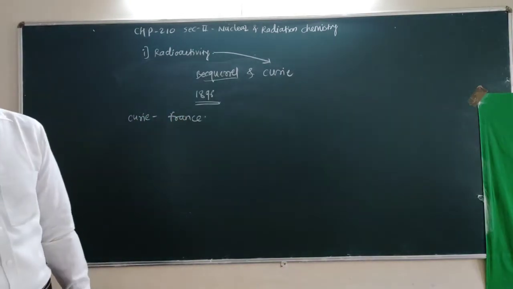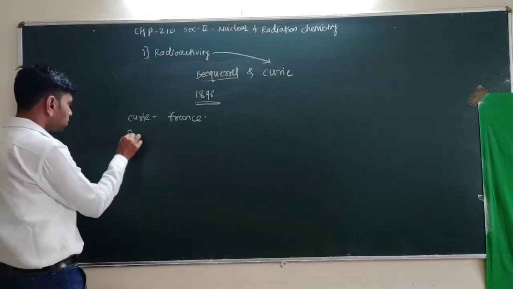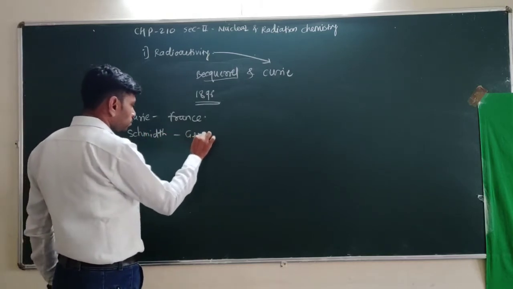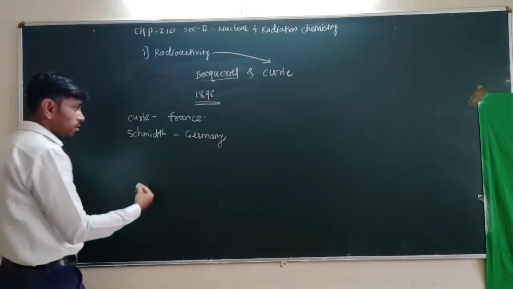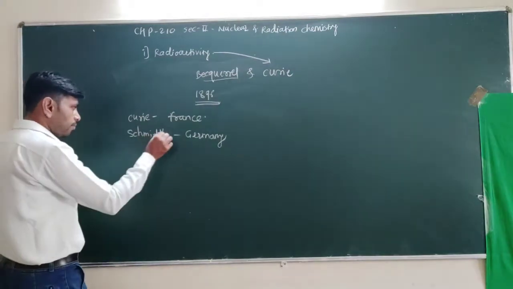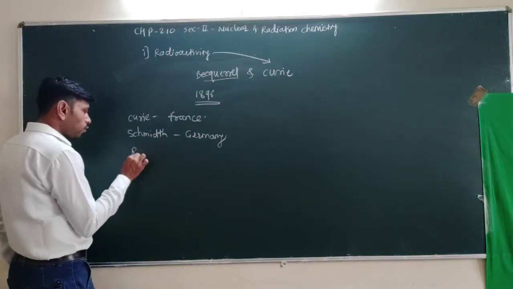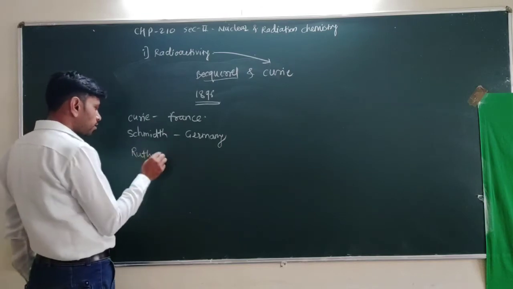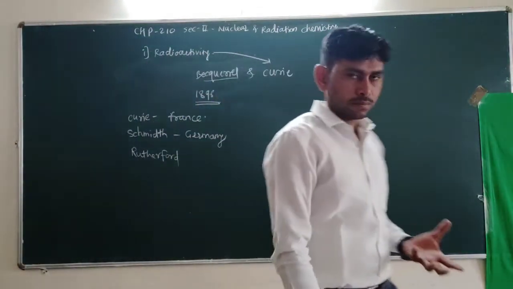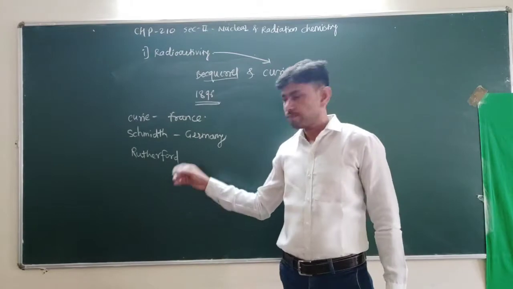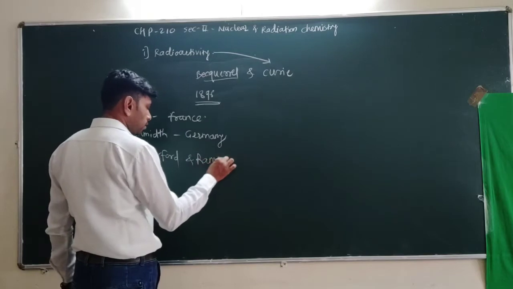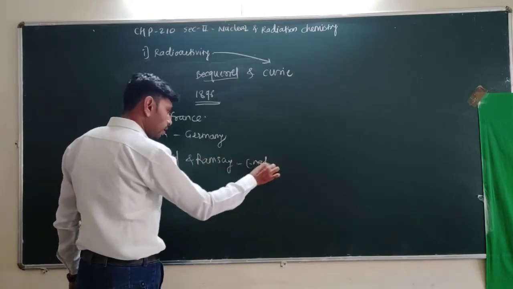The next scientist is Smith, who worked on these concepts, Smith in Germany. Another scientist who was continuously working in this area, and whose name we have heard many times, is Rutherford. By his many experiments, he has given evidence proving many concepts. So Rutherford and Ramsay from England are scientists who continuously worked, and also many other scientists.